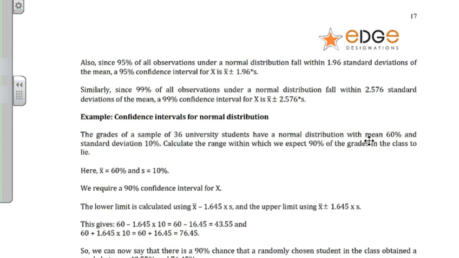Then on page 17. The grades of a sample. Straight away, you see a sample of 36 university students have got a normal distribution. The mean is 60%, and standard deviation is 10. Now, big question, guys. If I've already got the mean being 60%, I know that it's 60%. Why do I have to do any more work? I drew a sample of 36 students, and I got a mean, an average of their marks, of 60. Why am I not happy with that?